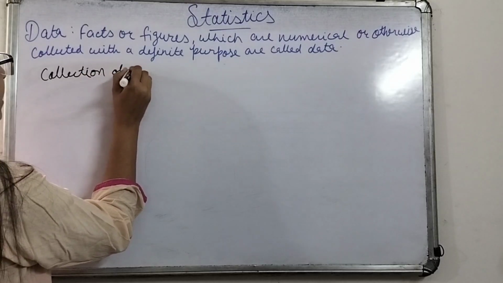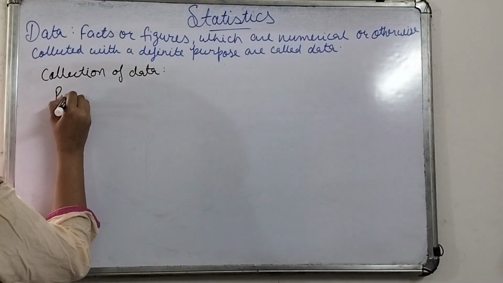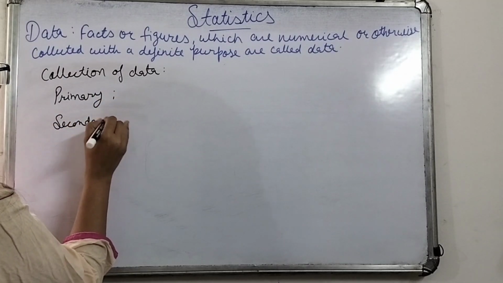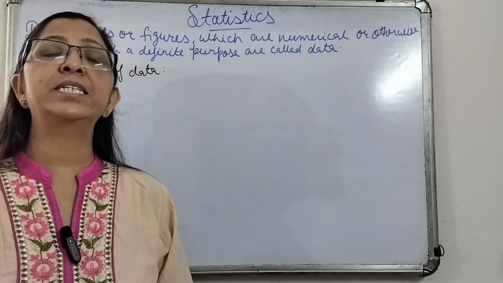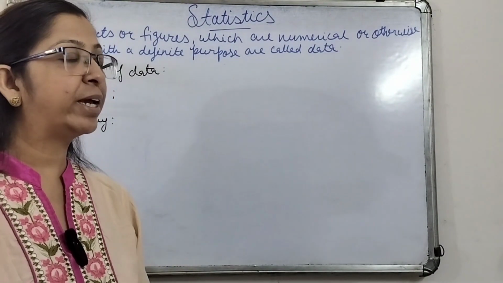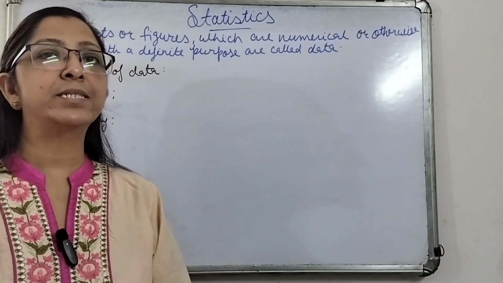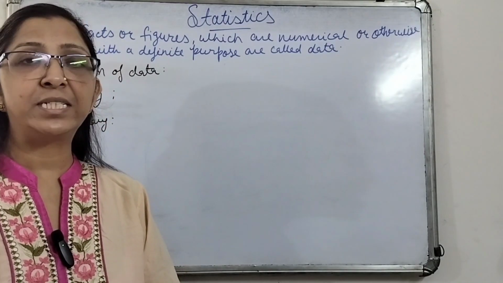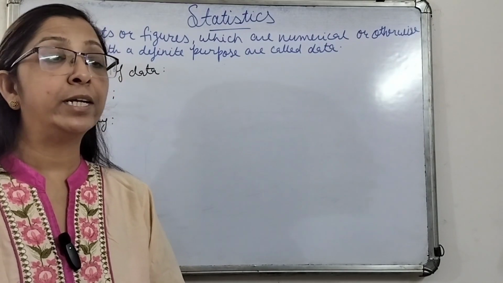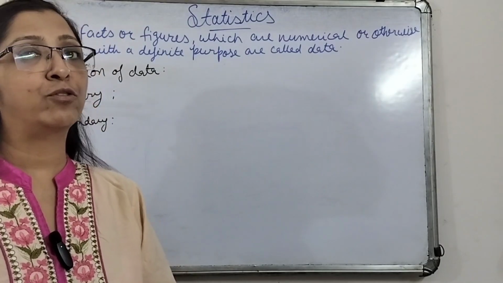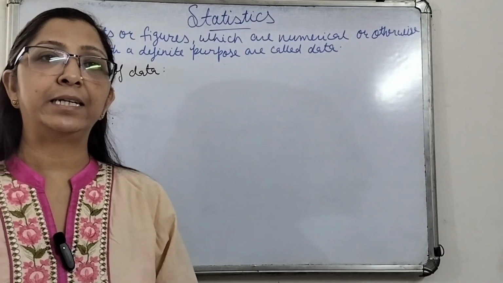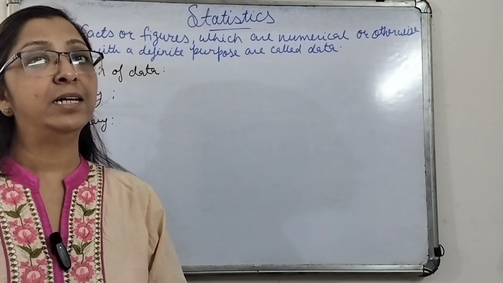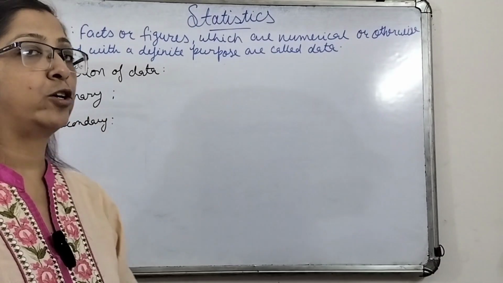There are two types of data: primary data and secondary data. If the information is collected by the investigator himself or herself, for example, if I have to collect information about how many family members there are in a colony, and I myself am collecting the data, investigating and finding inferences about it, then the data is known as primary data, because the investigator who has to investigate the data is collecting it himself or herself.